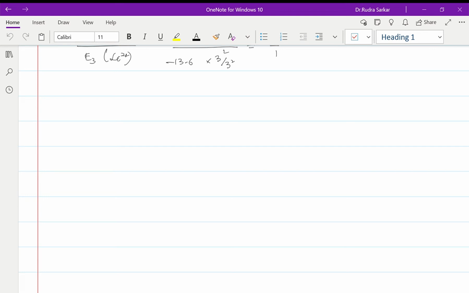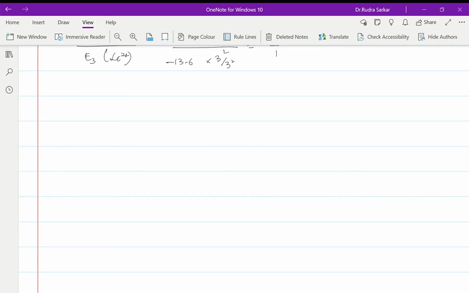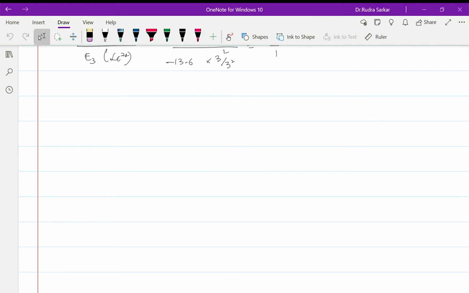Now here we're going to deal with the topic of ionization energy. So here the topic is ionization energy. What is the ionization energy?